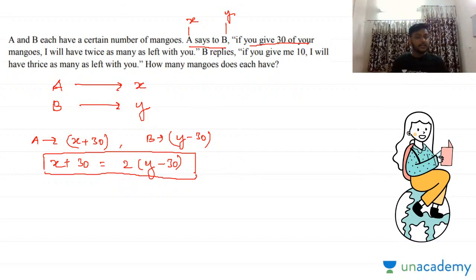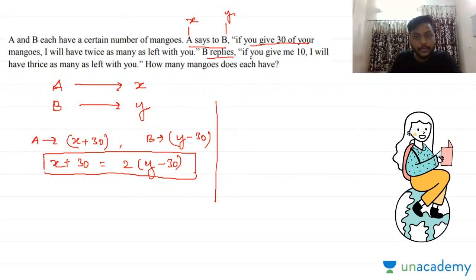Am I clear, guys? So I repeat, A says to B that if I have 30 more mangoes, which means A is having X plus 30 and B is left with Y minus 30, then I will have twice as many as left with you, which means X plus 30 will be 2 times Y minus 30. This is the first thing. Second thing, the second equation is now B replying.